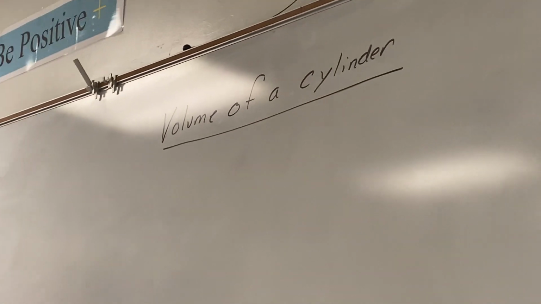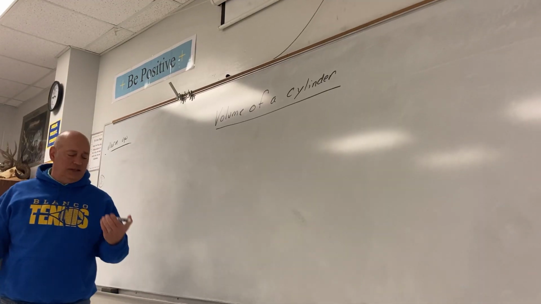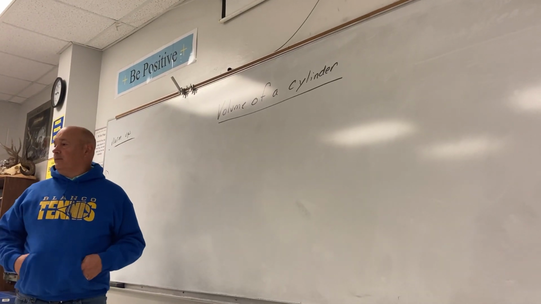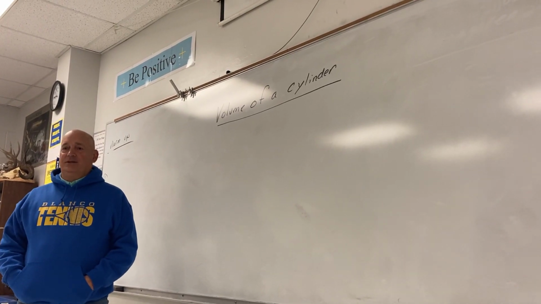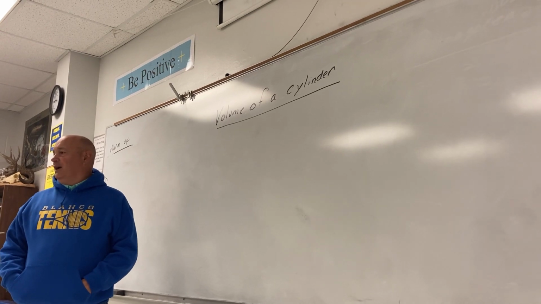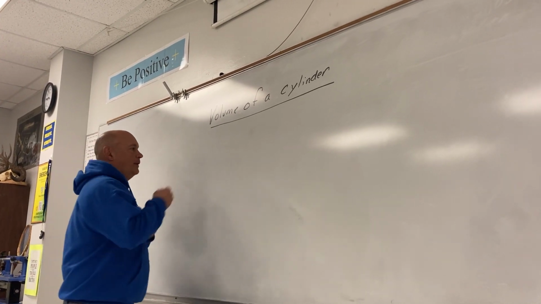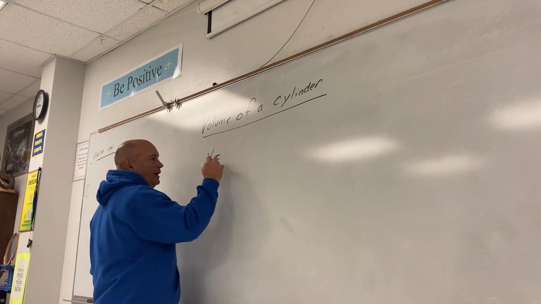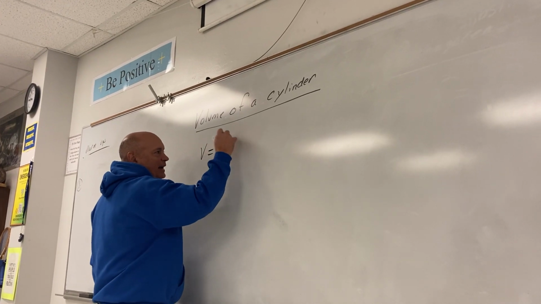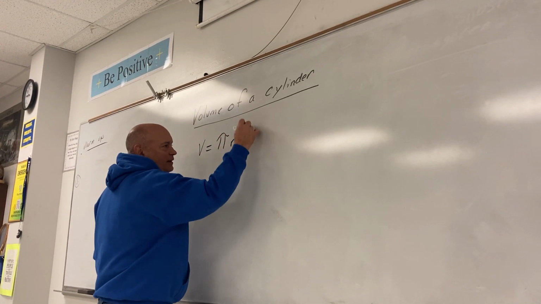All right, does anybody know the formula for the volume of a cylinder? Look around the room. The answer is somewhere. Torres, what do you got? V equals pi r squared h. There we go. V equals pi r squared h.